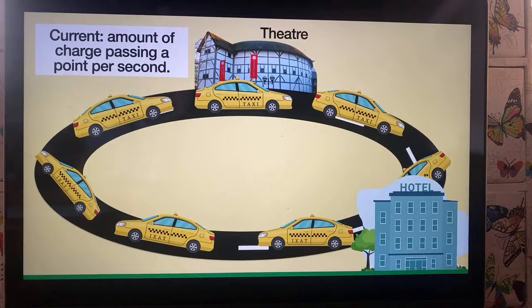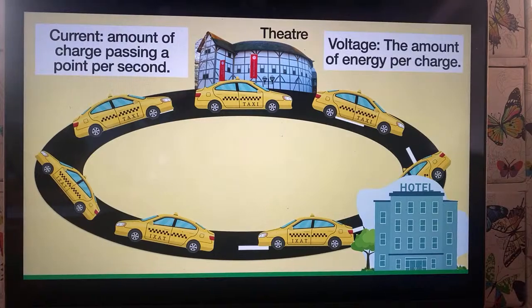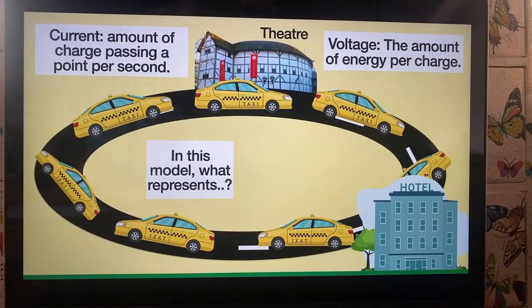We haven't looked at this before. Electric current is the amount of charge passing a point per second. Voltage is the amount of energy per charge. You remember we did about that? Like the voltage of the battery is the amount of energy basically that the battery gives to the charges, and the voltage of the bulb is the amount of energy that gets transferred to the bulb.